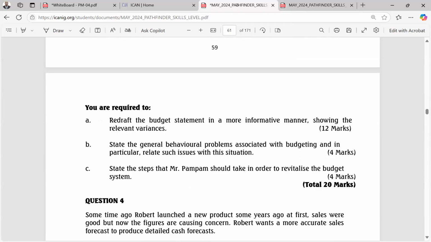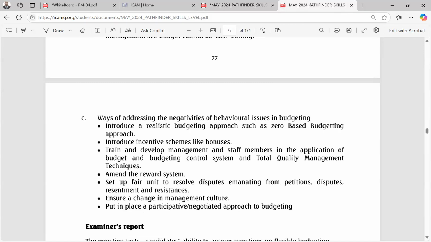And now the last part of the question says here, state the steps that Mr. Pam should take in order to revitalize the budget system. Now look at some of the steps here. Ways of addressing the negatives of the behavioral issues in budgeting. One, introduce a realistic budget approach, such as the zero-based budgeting approach. You start from ground zero and build everything from zero.